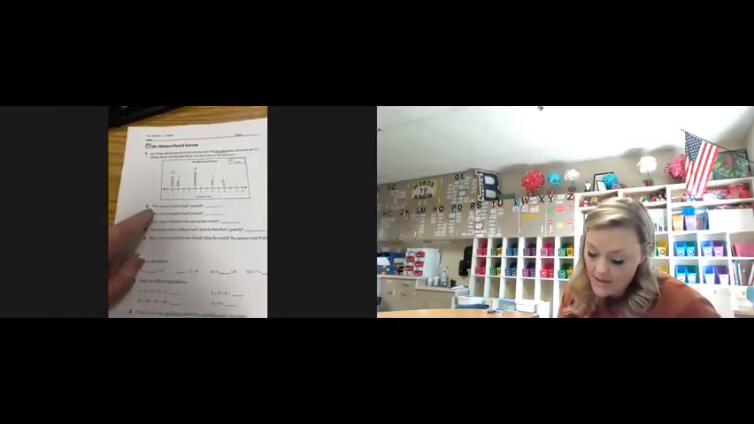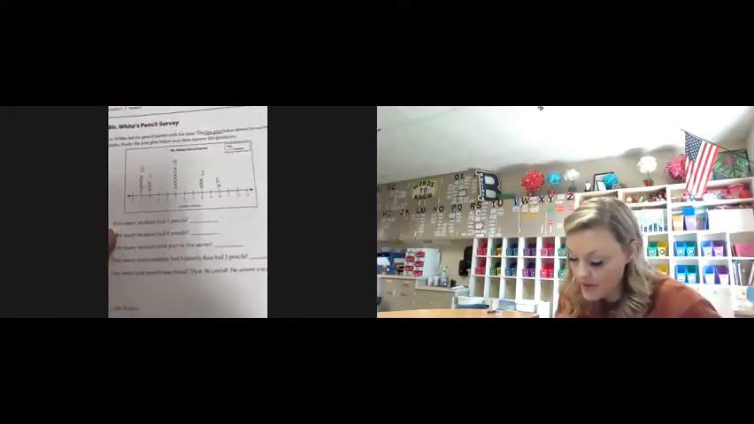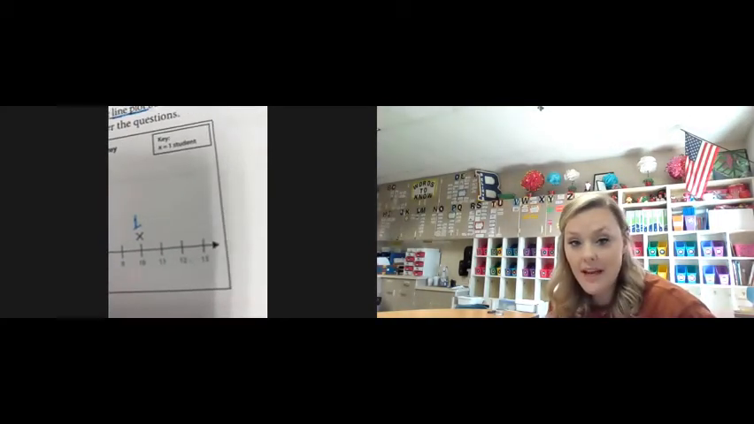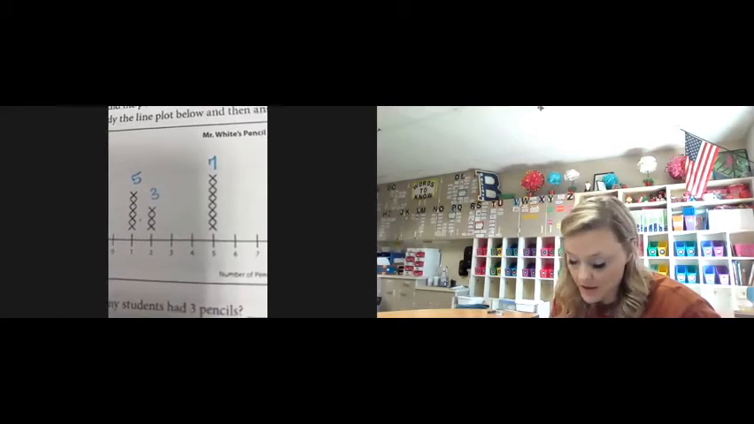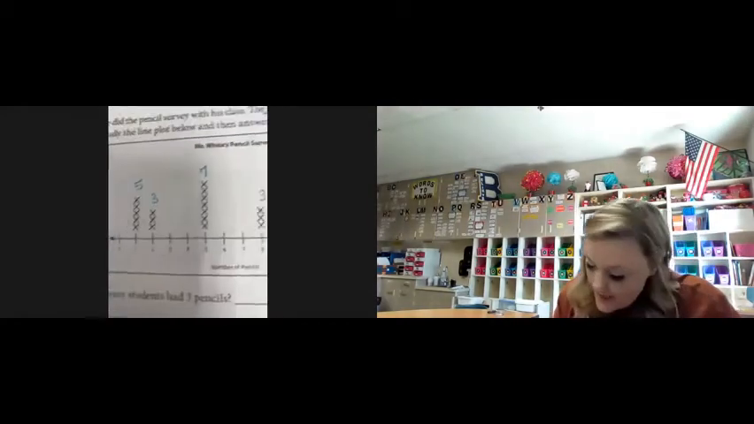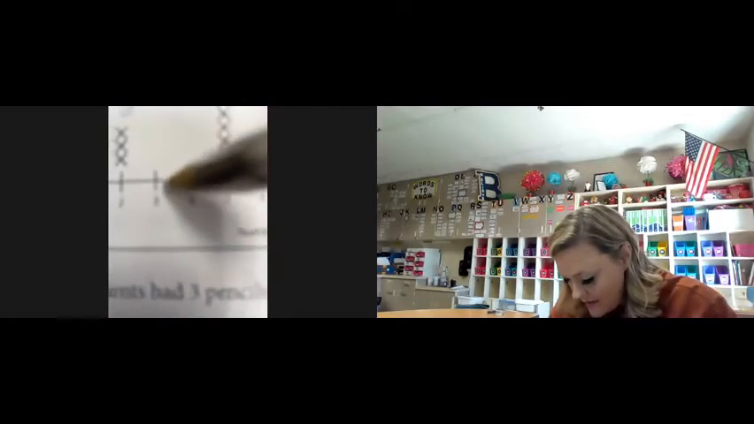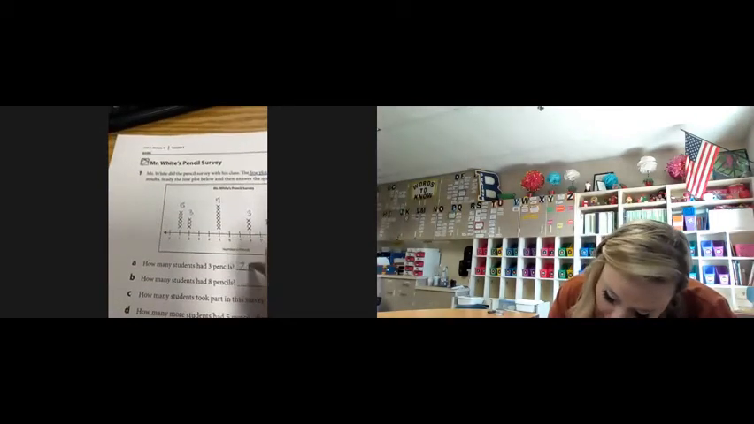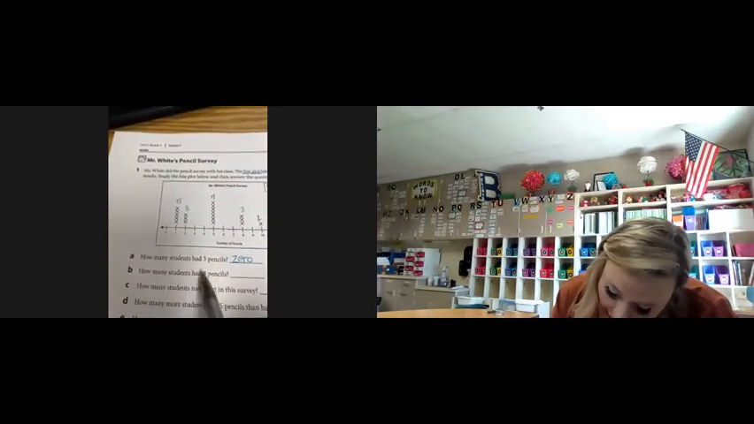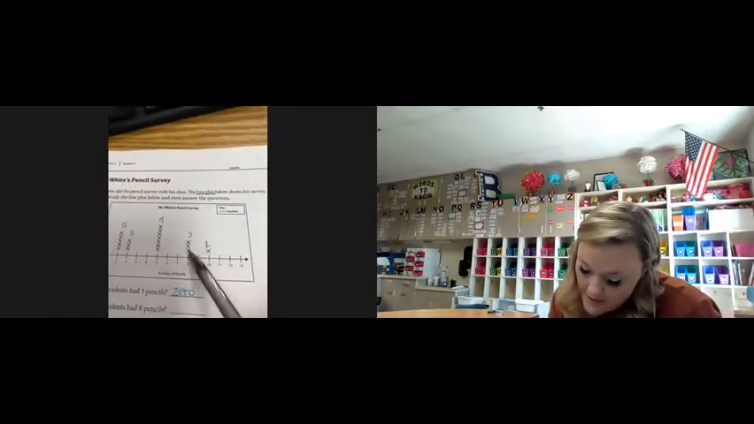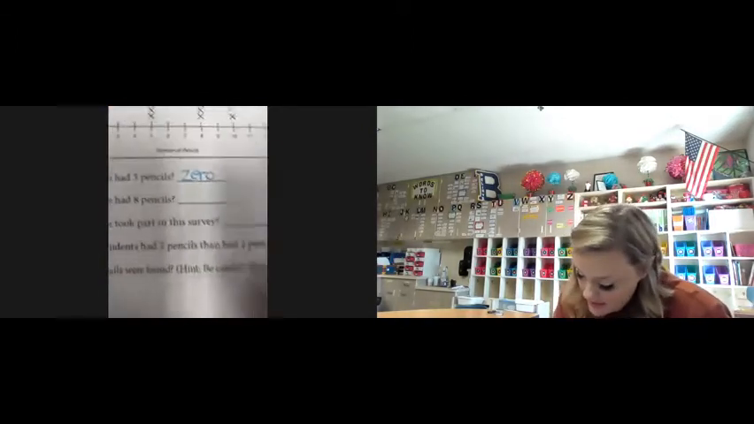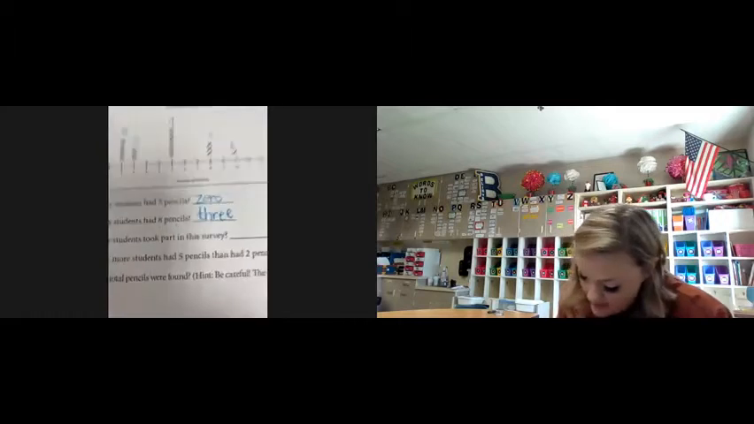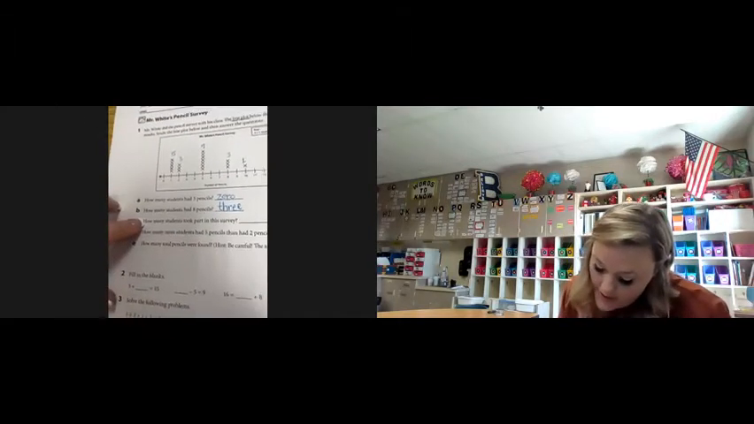All right, how many students had 3 pencils? Since we already put the numbers down, we're able to go back and look at this data. So if we look at 3 pencils, how many students had 3 pencils? The answer is none. I know that's not very clear. There's the number 3 and there's no X's, so 0. How many students had 8 pencils? Number of pencils, there are 3 X's, so right here we put the number 3, T-H-R-E-E, 3.